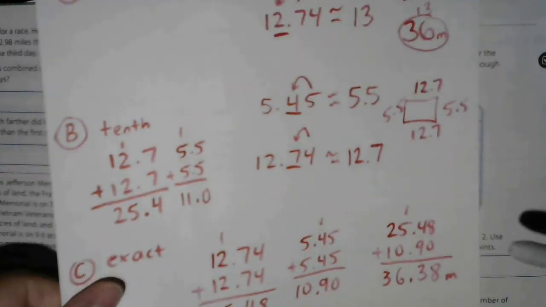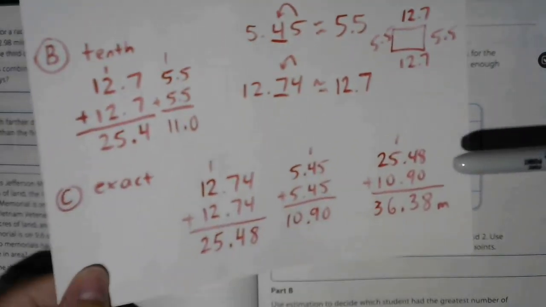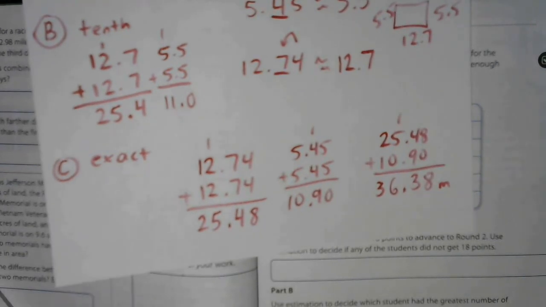So you can see how my answer kind of changed. I had 36 meters, I had 36 and 4/10 meters, and then 36 and 38 hundredths meters. And that, my friends, is our review for Chapter 2.